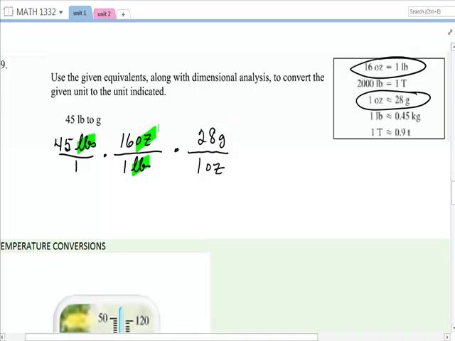and those are gone. I need to multiply 45 times 16 times 28, and the only unit left will be grams. So if I use my calculator to do that, 45 times 16 times 28, I get 20,160. The only unit left is grams.